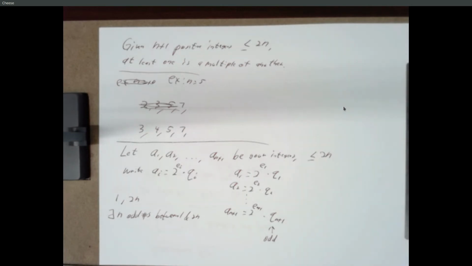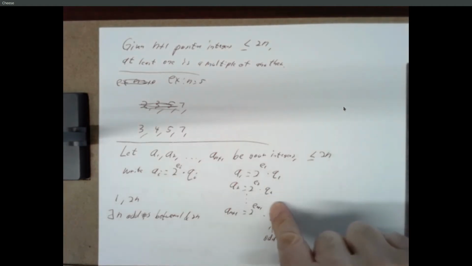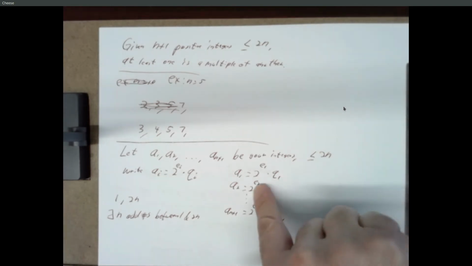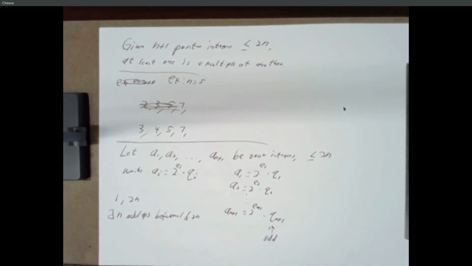It takes more math stuff to make that rigorous, but that's the intuition behind it. So pick your 2 numbers that have the same q, and the smaller one will go into the larger one an integral number of times.